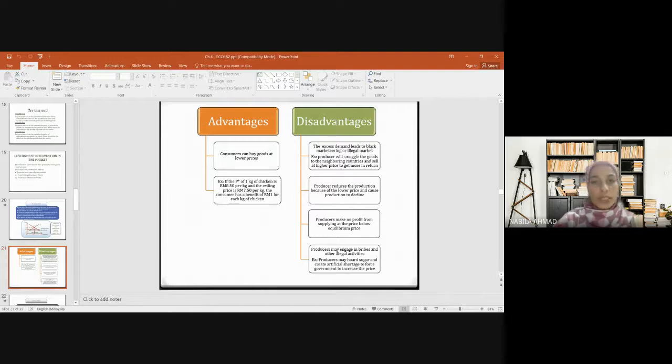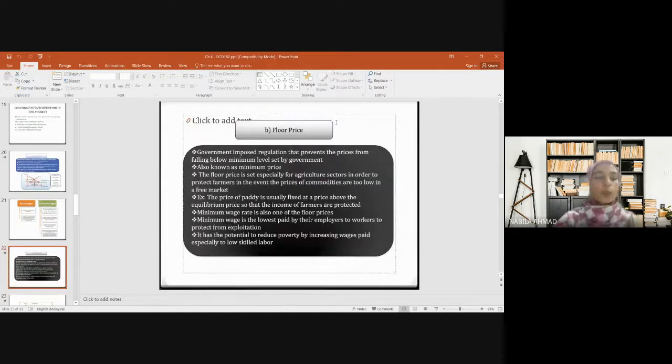Tak baiklah, berdosa. Okay, now we go to the second price control. The second type, which is price floor. Price floor ni kita panggil sebagai minimum price. Okay.